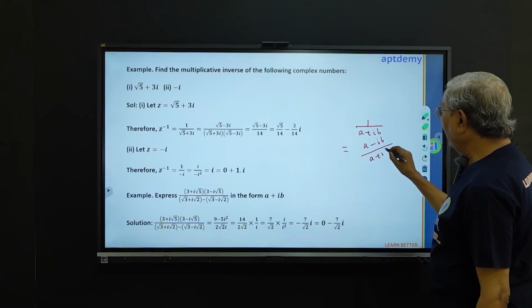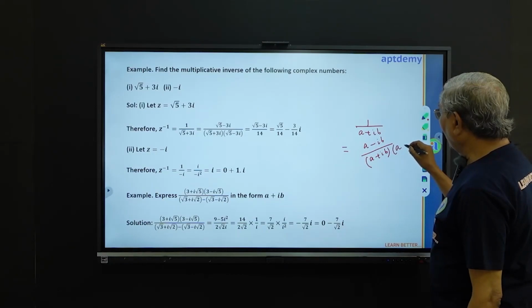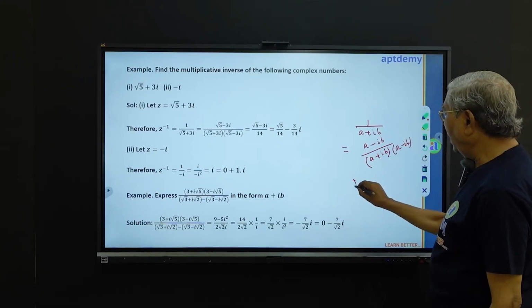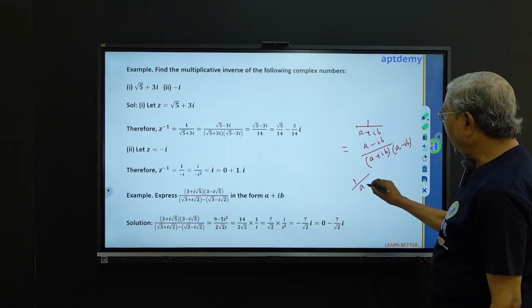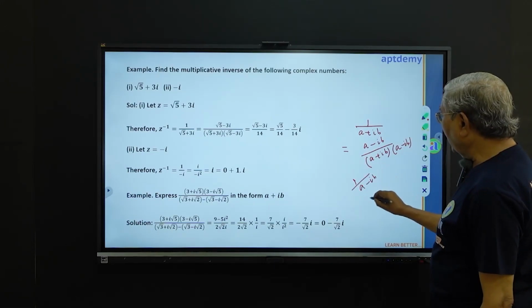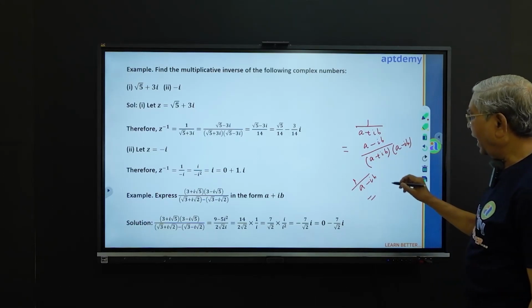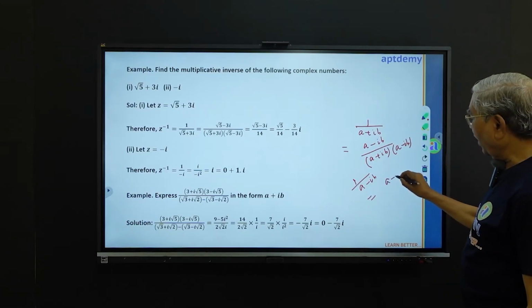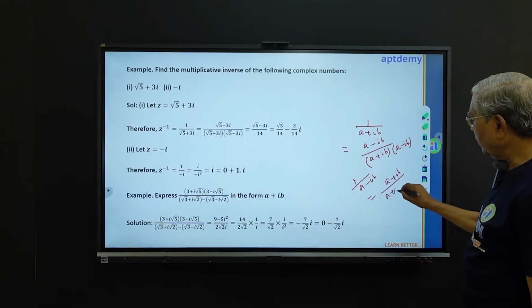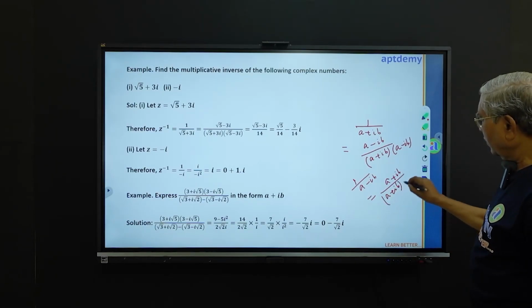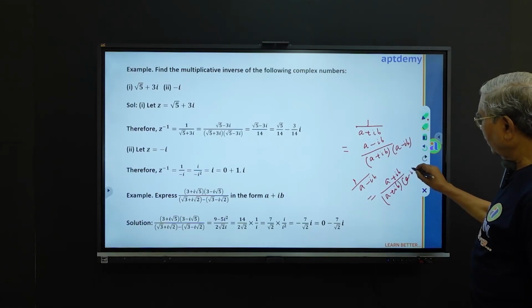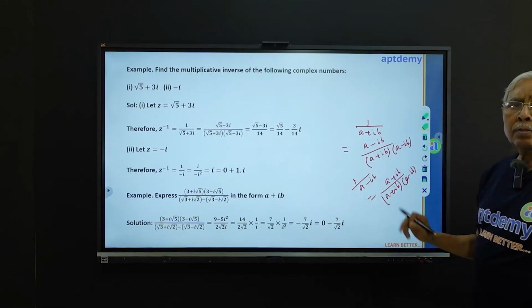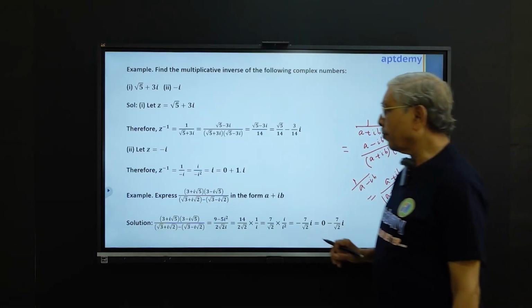If the denominator is a minus ib, then you have to multiply. If you have like this 1 by a minus ib, you have to multiply numerator and denominator by a plus ib. In this way.